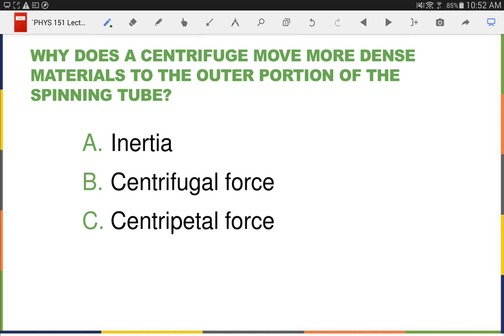Now, clicker question number 2. Why does the centrifuge move more dense materials to the outer portion of the spinning tube?